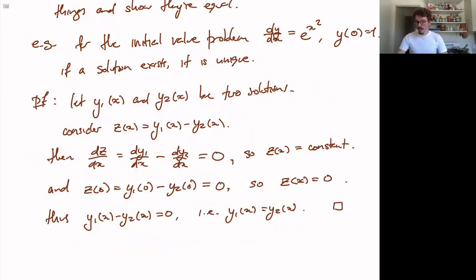So this is how uniqueness proofs often go: whatever situation you're in, whatever information you have, you take two objects that satisfy the thing you want to show is unique, and then you use the information about those objects to show that they have to be the same.